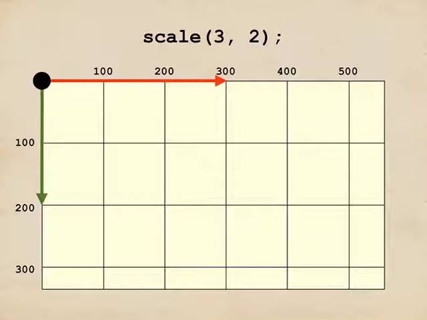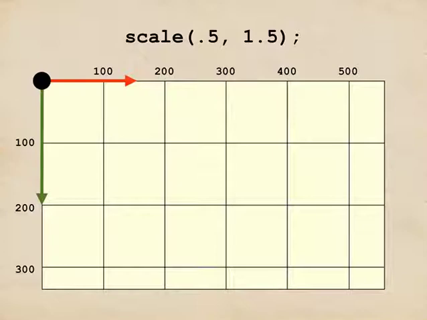Now let's do another scaling. Suppose that this is our system and I now call scale 0.5, 1.5. That says take the x-axis as it is now and scale it by 1/2. Well, right now it's 300 units wide, so if I scale it by 1/2, it's only 150 units long. The y-axis is 200 units. If I scale that by 1.5, that becomes 300 units, and now this is the coordinate system I use from now on.